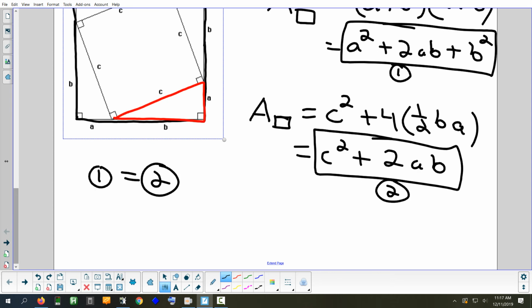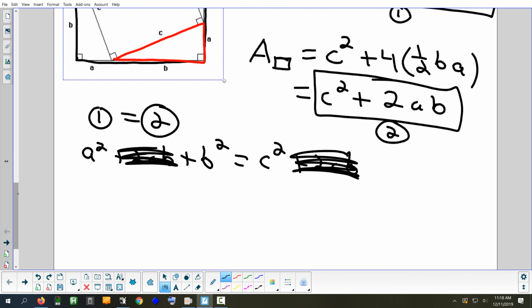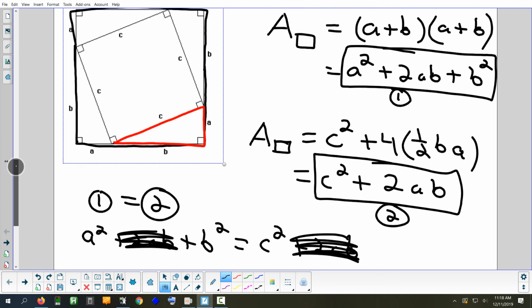So now write that down, and then you'll have the Pythagorean Theorem. So, a squared plus 2ab plus b squared equals c squared plus 2ab. And what can I do on both sides? Subtract the 2ab. Gone. So there is the Pythagorean Theorem: a squared plus b squared equals c squared.